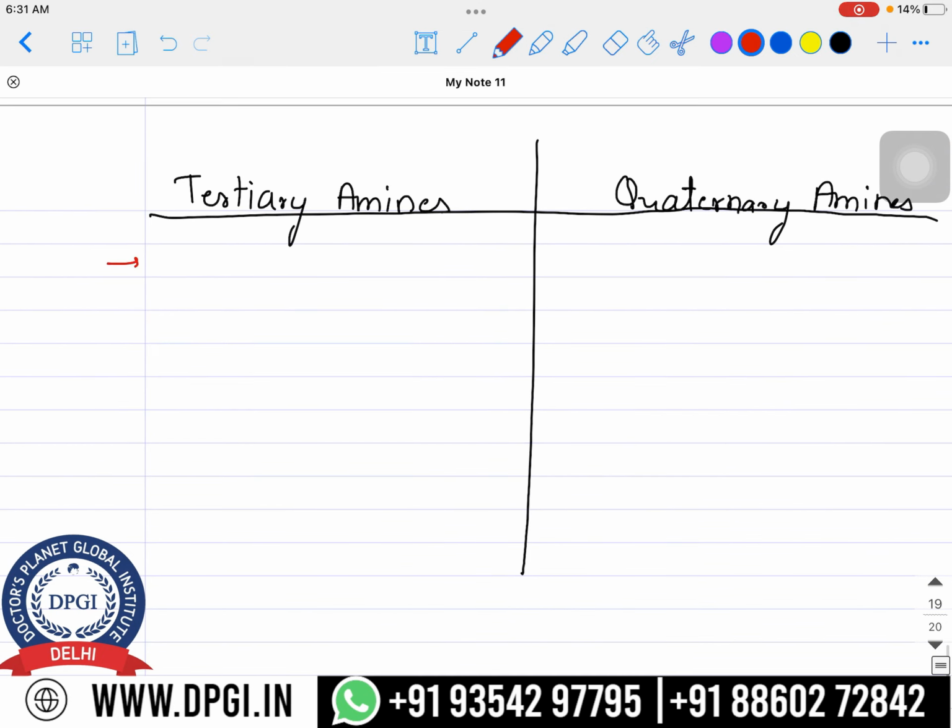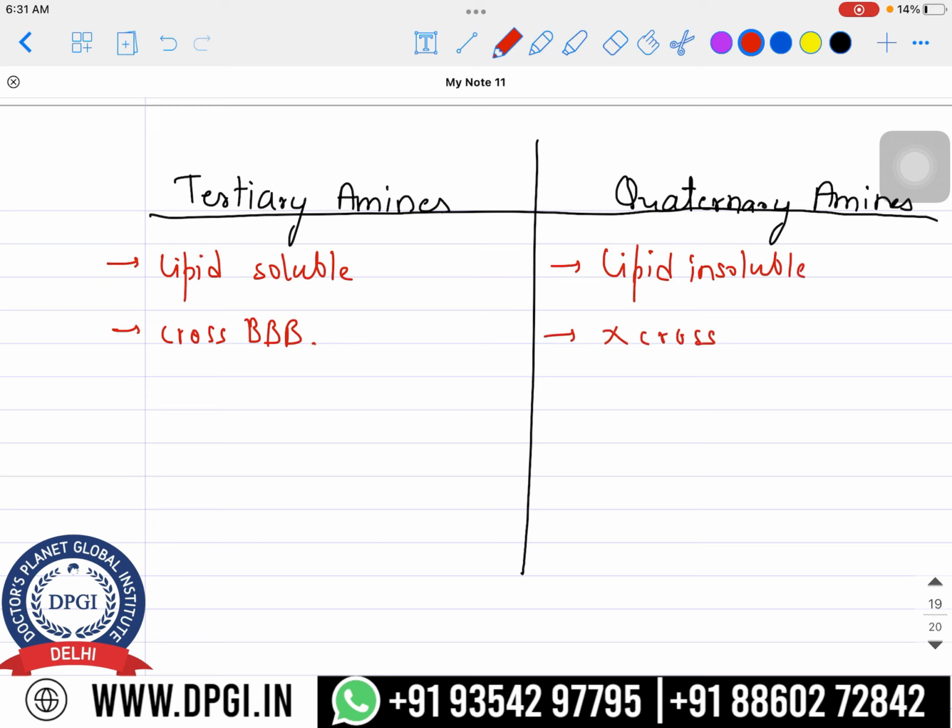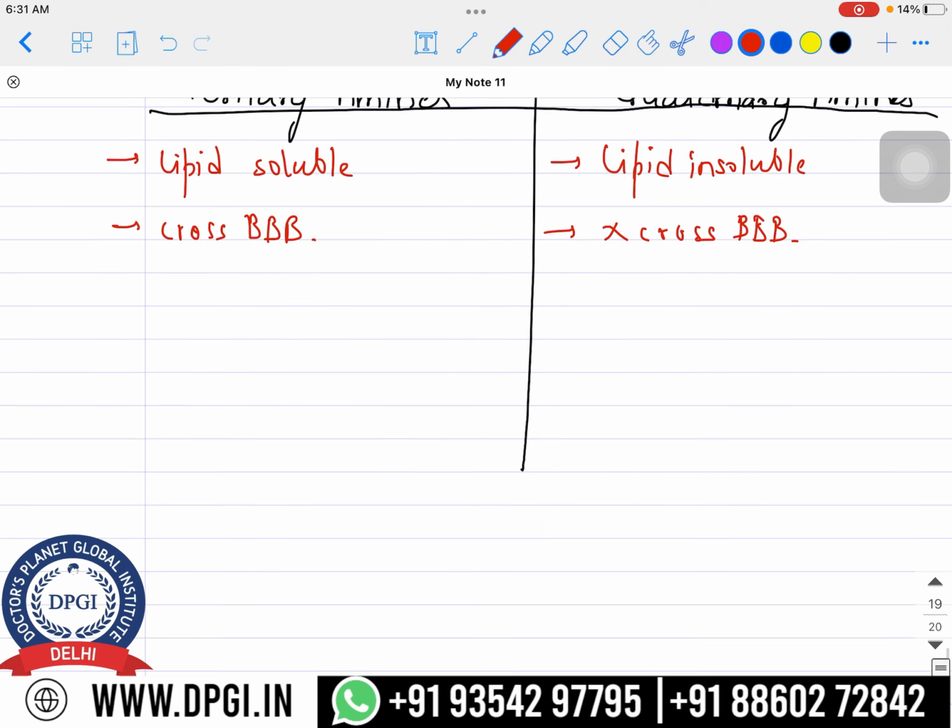Again guys, same things. The tertiary amines are lipid soluble, right? Here you will be talking about the lipid solubility. It means they can cross the blood-brain barrier, there is no doubt in that. On the other side, I'm just repeating, the quaternary amines are lipid insoluble, so they cannot pass through the cell membranes, so they cannot cross the blood-brain barrier, obviously, right? No doubt about that. Now moving on to the drugs, which is relevant to us.